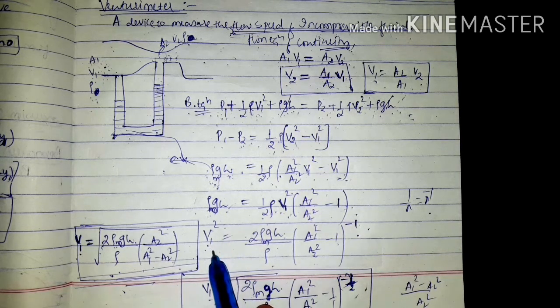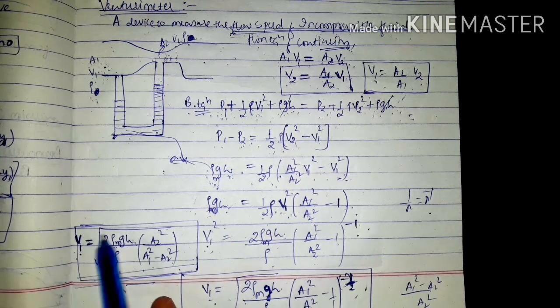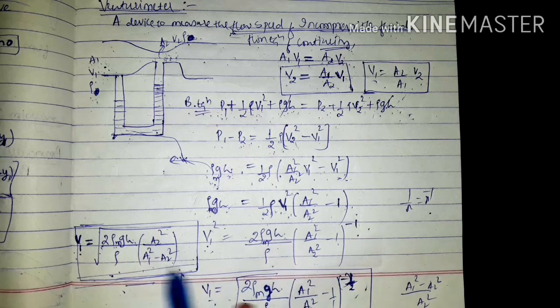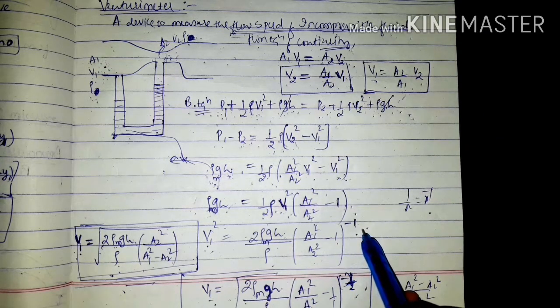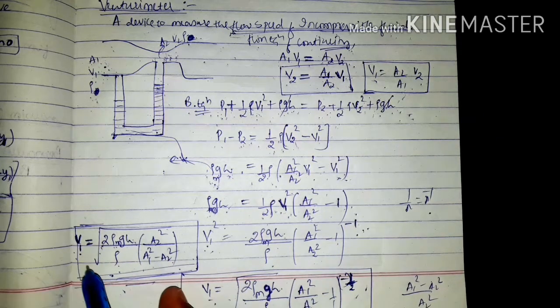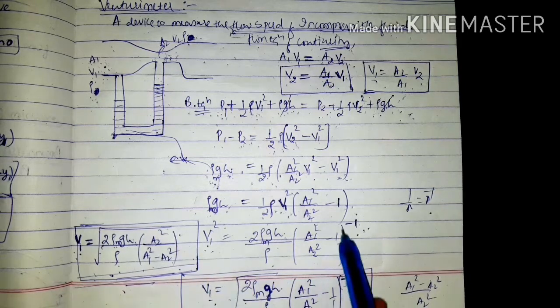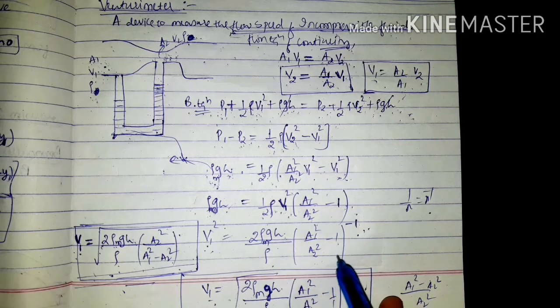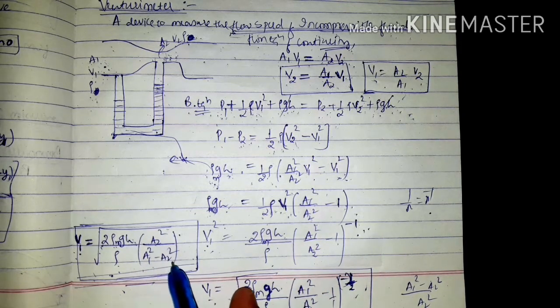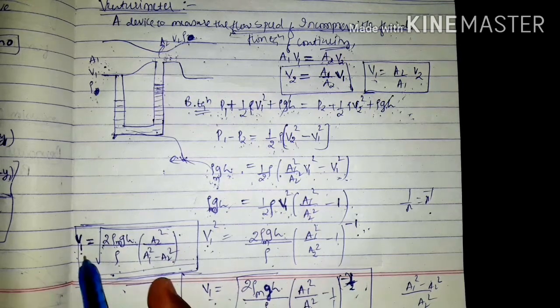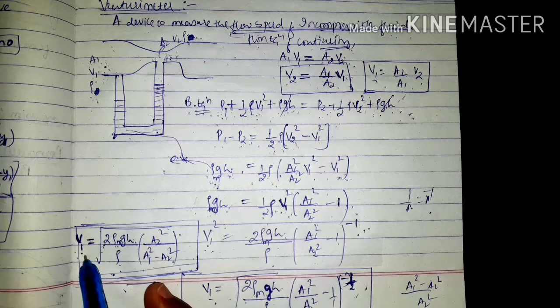Then V1 square is there, and we want V1. So V1 is equal to under root of 2 rho M GH by rho, again under root of A1 square by A2 square minus 1 whole to the power of minus 1 by 2. If you solve this, you will get A2 square by A1 square minus A2 square. So that ends. This is the speed of the incompressible fluid.